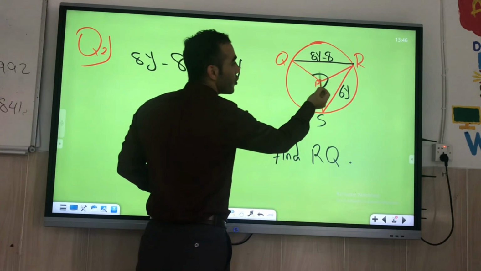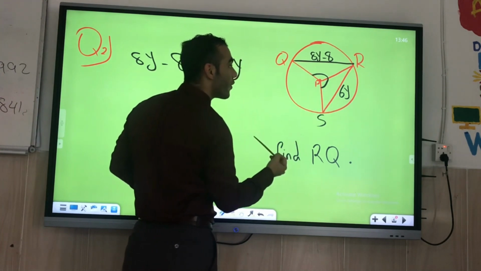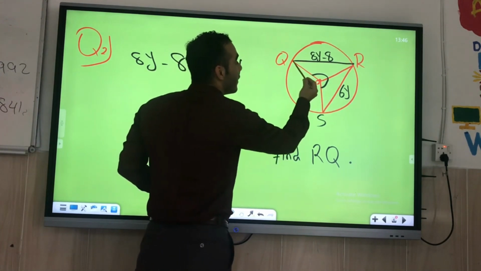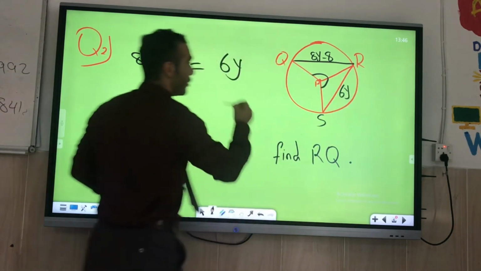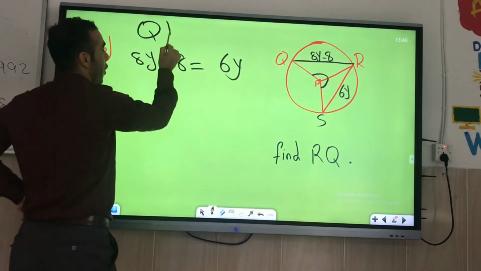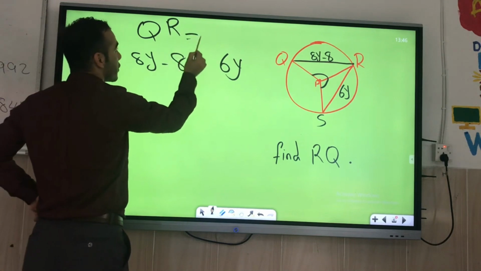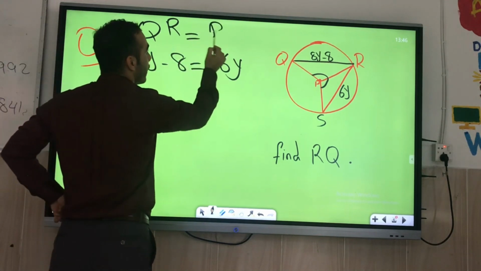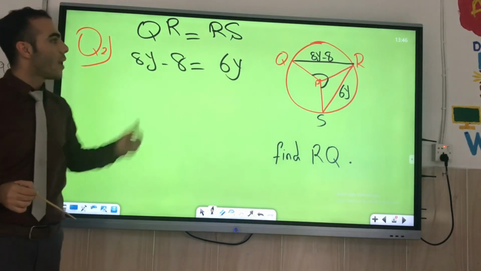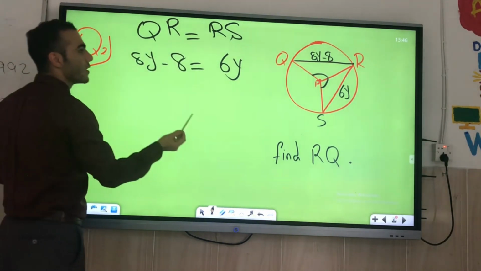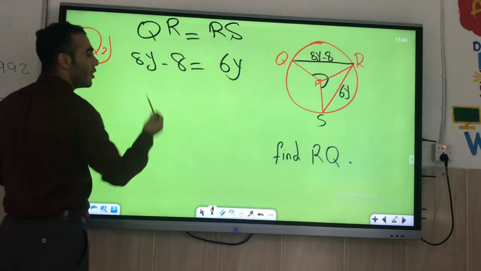So here, since these 2 central angles are equal to each other, the chords are going to be congruent to each other as well. It means QR is equal to RS. So what is the measure of QR? 8y minus 8. What is the measure of RS? 6y. So they are equal.